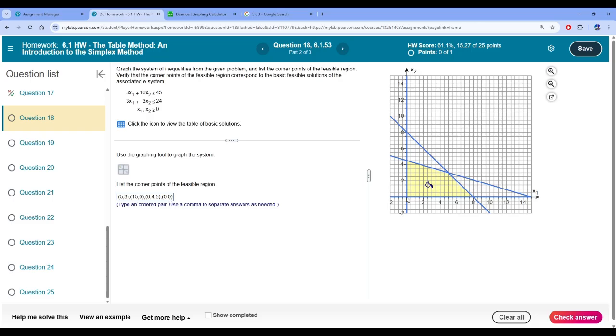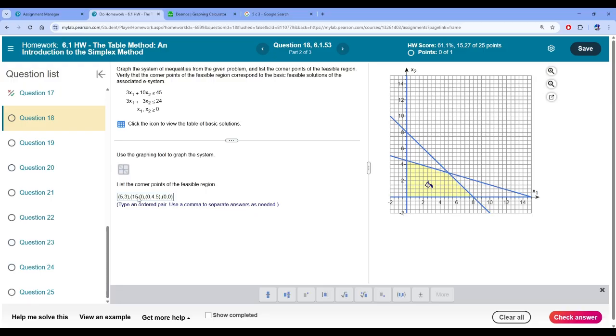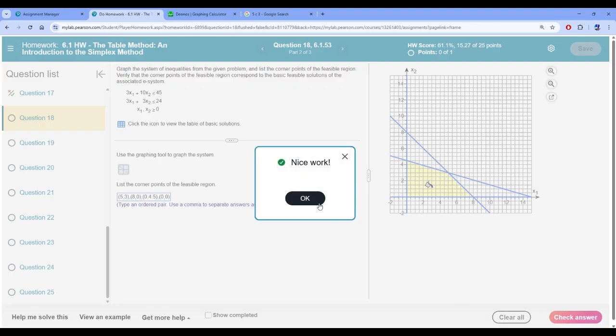(0, 0). (0, 4.5). Not (15, 0), (8, 0). (8, 0). There we go.